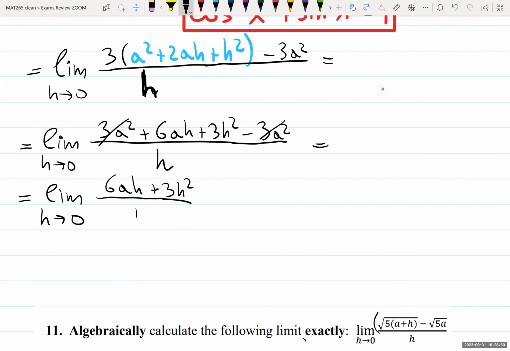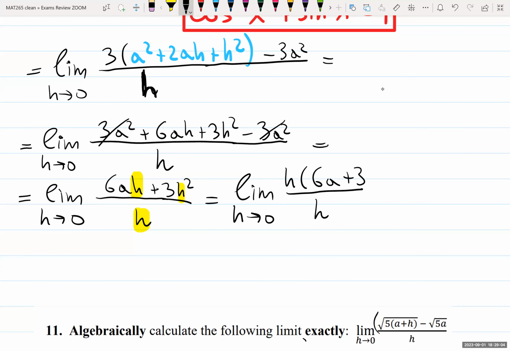More. H. I notice I can factor out h, which is amazing because if I factor it out, I can cancel it out and I will get rid of the bad guy. So I will have h times 6a plus 3h. Yay, bad guy goes away. Plug in again, hope for the best. 6a plus 0. Perfect. We finished.